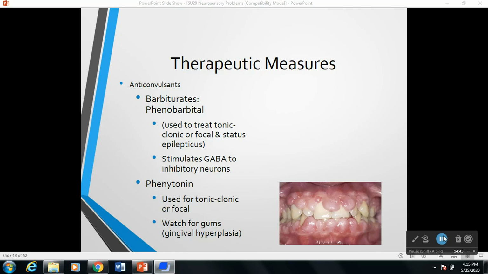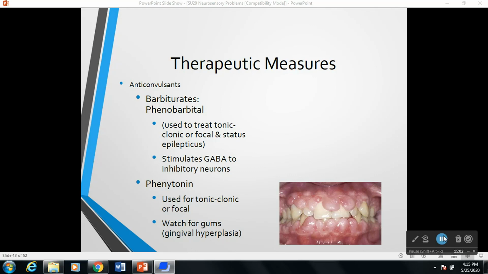Some side effects that you'll need to watch for if a patient is on a barbiturate are drowsiness, respiratory depression, and hypotension. You want to make sure that you're looking at their drug levels if they're drawing that one, and they usually will be anywhere from 15 to 40 micrograms per milliliter.